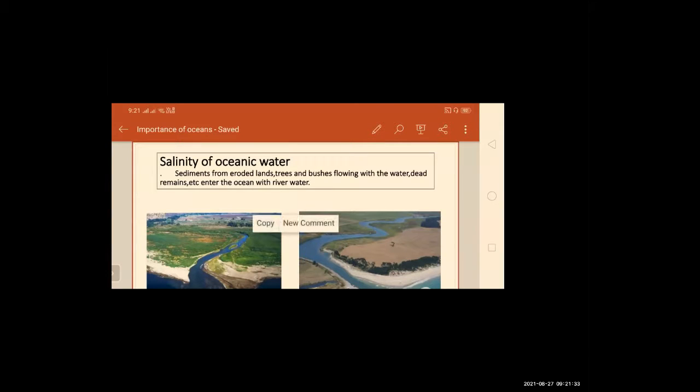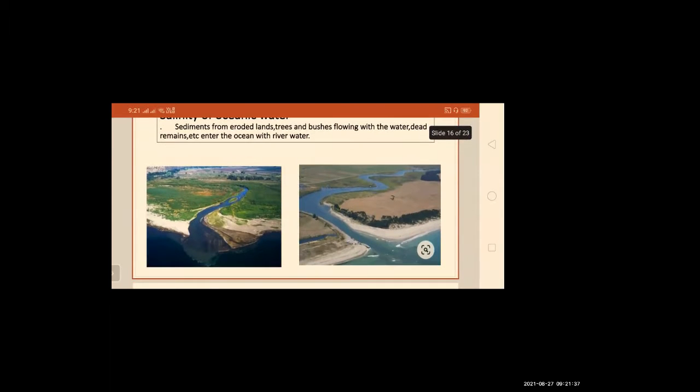While flowing, the river carried dead remains of animals or eroded lands, sediments from eroded lands, or trees or bushes. All these things are carried with the river and deposited into the ocean. What happened with these things?